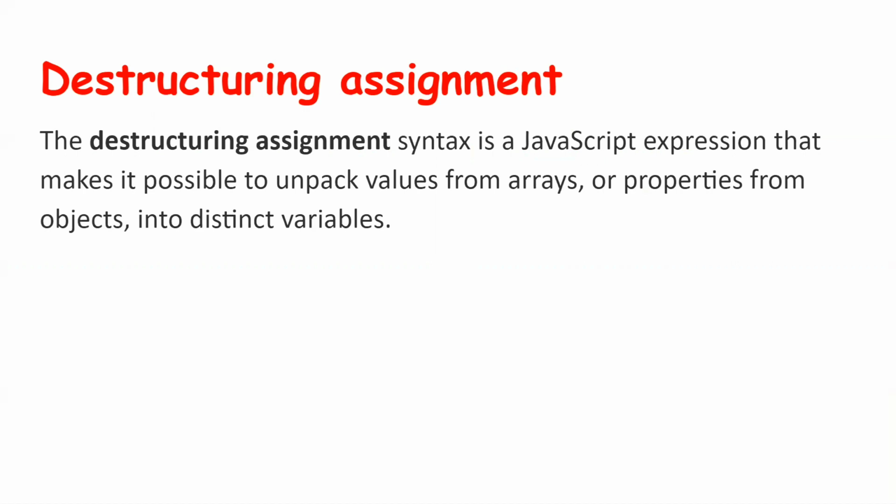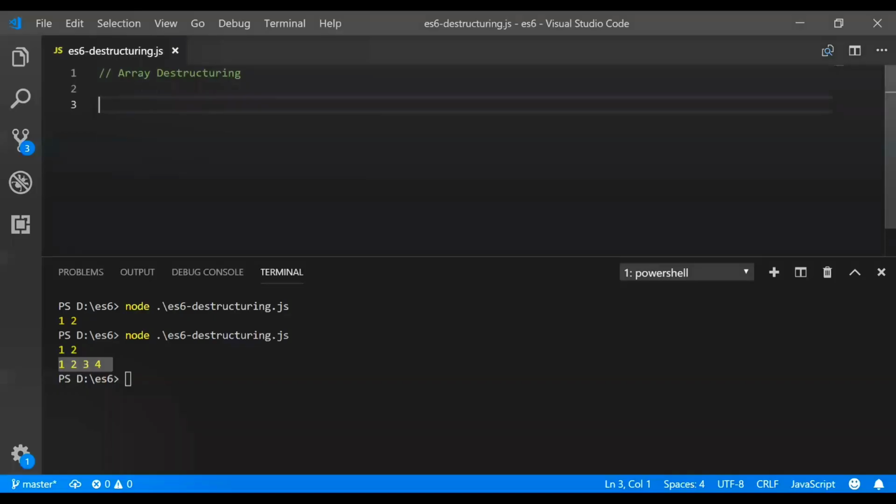So what is destructuring? Destructuring is nothing but a syntax which helps us to extract the values from an array or properties from an object into variables. So let's dive deep into the example. Let's see the array destructuring example. Here we take an array, const array equal to 1, 2, 3, 4. So it is having 4 values, 4 elements, but 3 indexes.